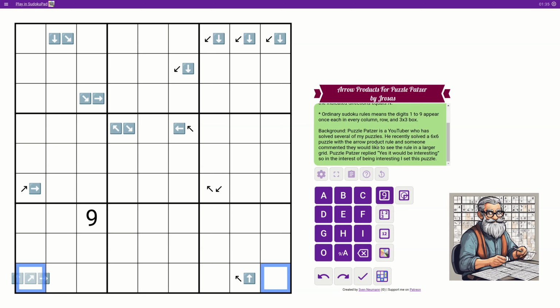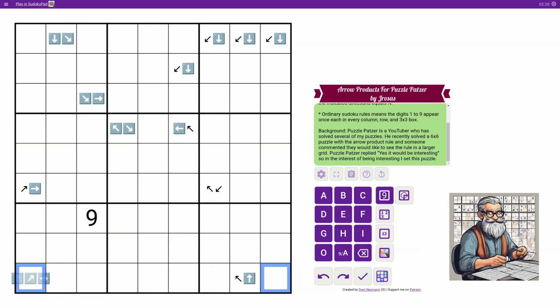Then there's a background. Puzzle Patzer is a YouTuber, who has solved several of my puzzles, if you're on this channel, that's no surprise to you, I guess. He recently solved a 6x6 puzzle with the arrow product rule, which you can find in the Sunday speedrun playlist. Someone commented that they would like to see the rule in a larger grid, and Puzzle Patzer replied, yes, it would be interesting. So in the interest of being interesting, I set this puzzle. Thank you very much, Jrosas. And what you don't know as well is that my birthday is coming up, so I'm going to consider this an early birthday present. Thank you very much.